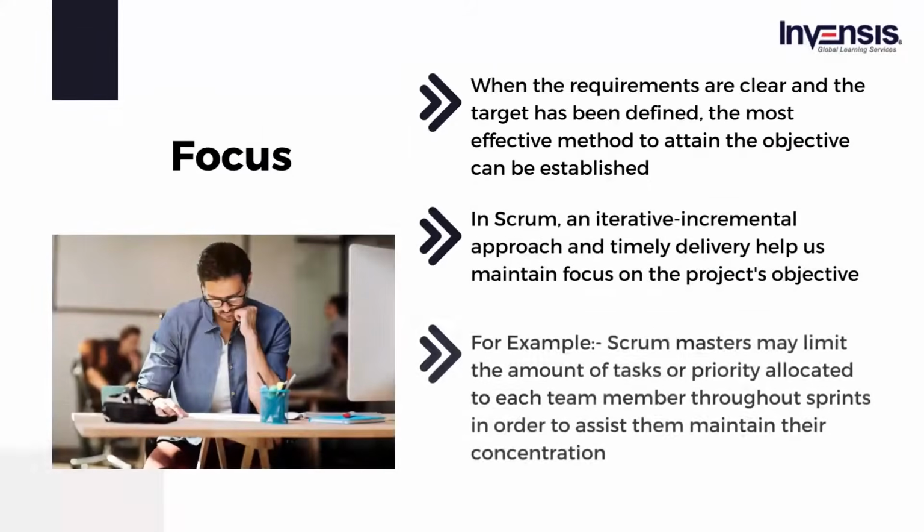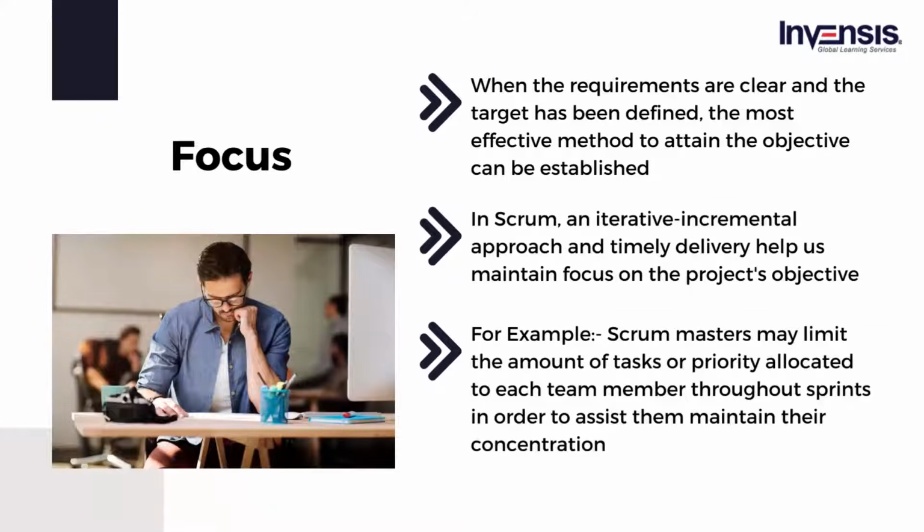When the requirements are clear and the target has been defined, the most effective method to attain the objective can be established. This motivates you to produce faster, better, and more results. You may decrease resource waste and meet deadlines by concentrating on a single objective. This Scrum value uses a decreased risk level and provides sufficient time to develop and provide the needed outcomes. In Scrum, an iterative incremental approach and timely delivery help us maintain focus on the project's objective. To get the most out of each sprint, each team member should stay focused on the job at hand and consider how it impacts the sprint objective.